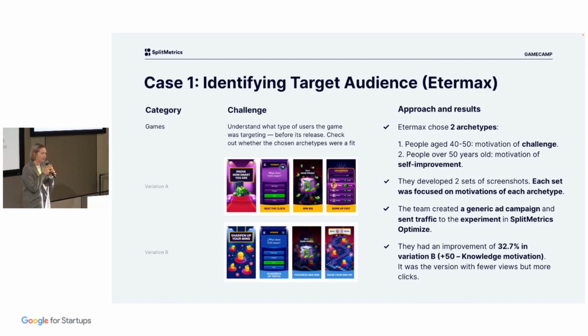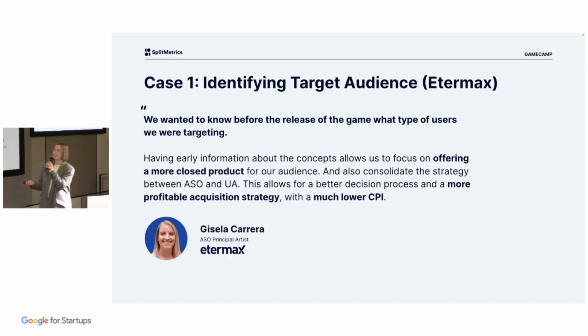As a result, we found out that variation B1, the one where users were interested in self-improvement and knowledge, was the version with fewer views but more clicks, which is important for us to get conversions and money in the end. I decided to show you the feedback of Gisela, as I believe it's very important to point out three main facts about how A/B testing can help your business.